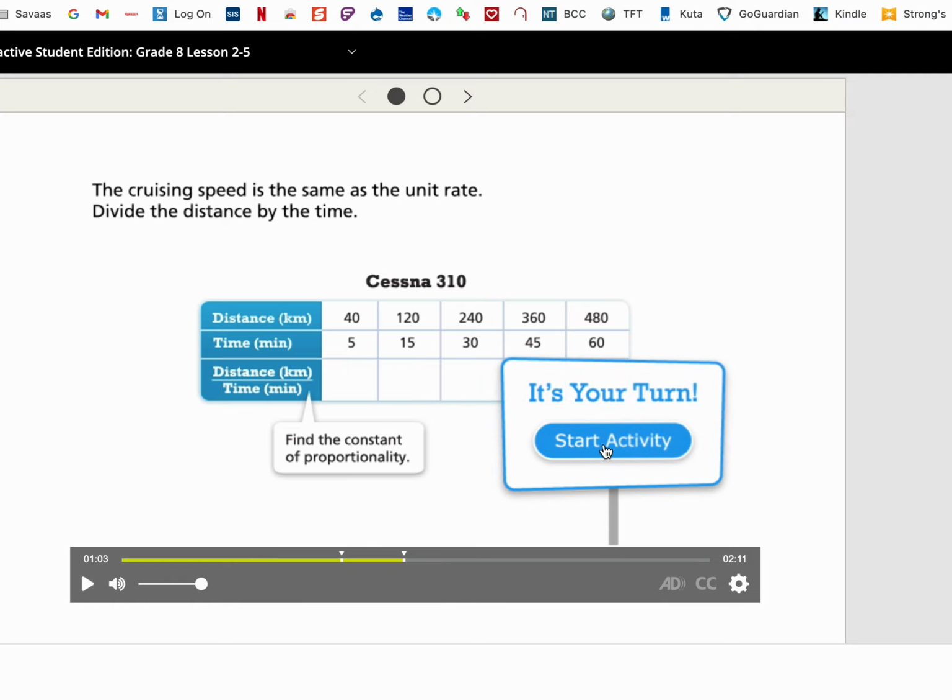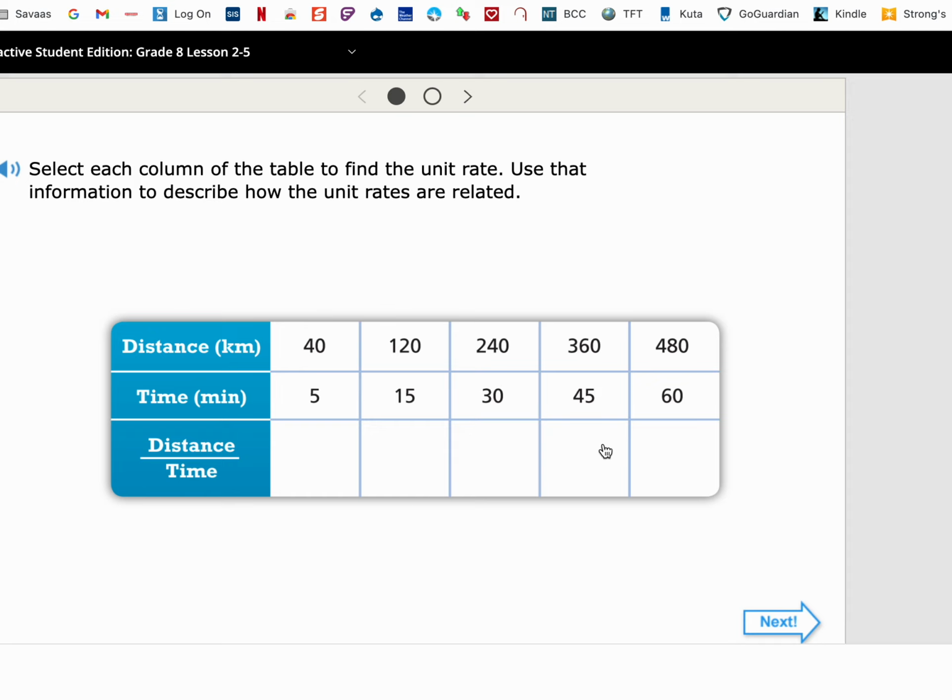Okay, so in this part, we know how to do this, right? We would do 40 divided by 5 is 8, and 120 divided by 15 is 8, and 240 divided by 30 is? Okay, are we surprised that it's the same unit rate all the way across? We shouldn't be surprised, because the plane's traveling the same speed all along, right? This plane's speed does not change. And so the comparison of time to distance never changes. That unit rate will stay the same. All right?